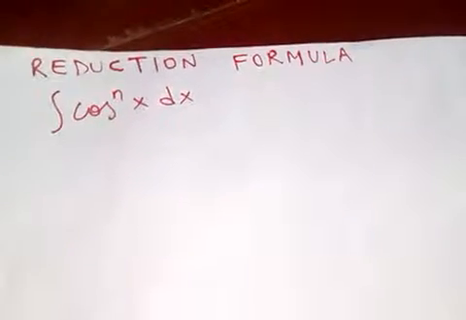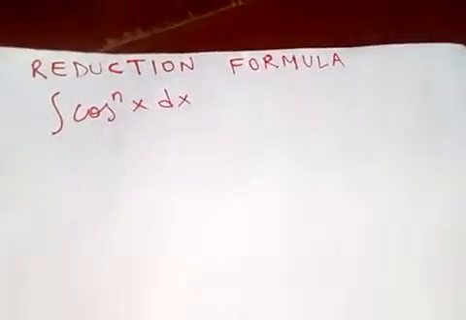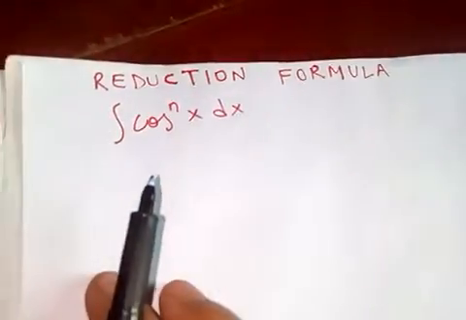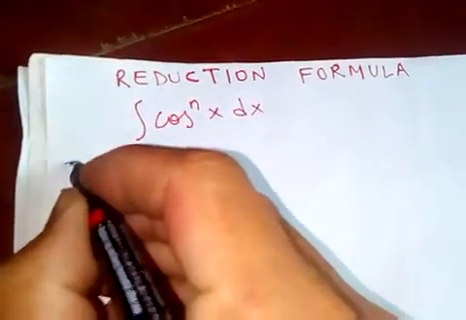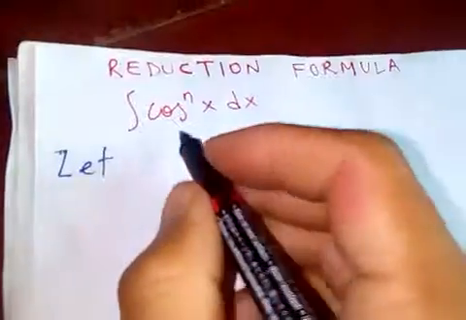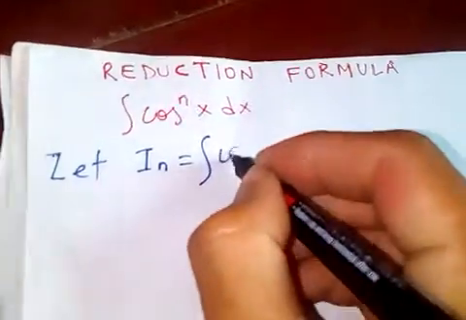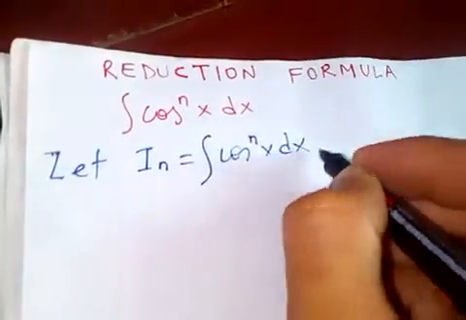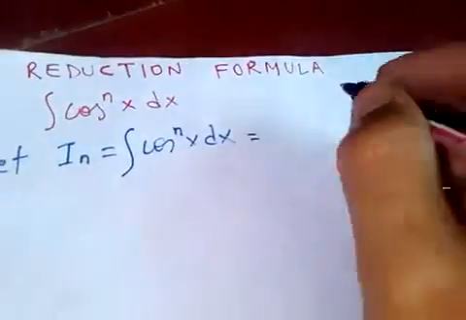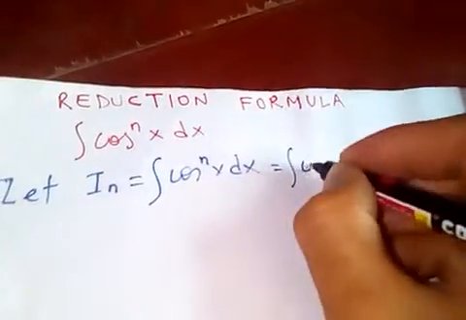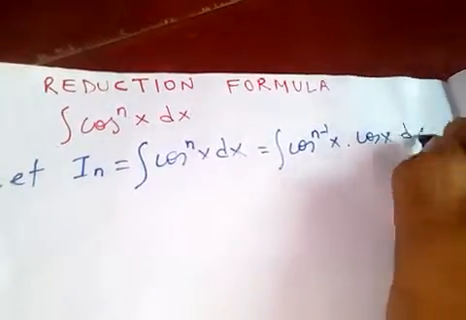Today let's discuss our reduction formula for the cosine function, which is the integral of cos to the n x dx. So let our integral here be I n, which is the integral of cos^n x dx. And this one I can rewrite as what? The integral of cos^(n-1) x cos x dx.